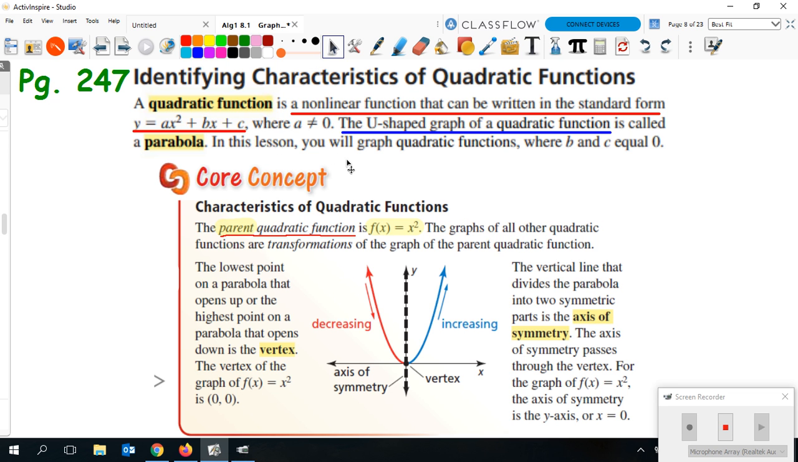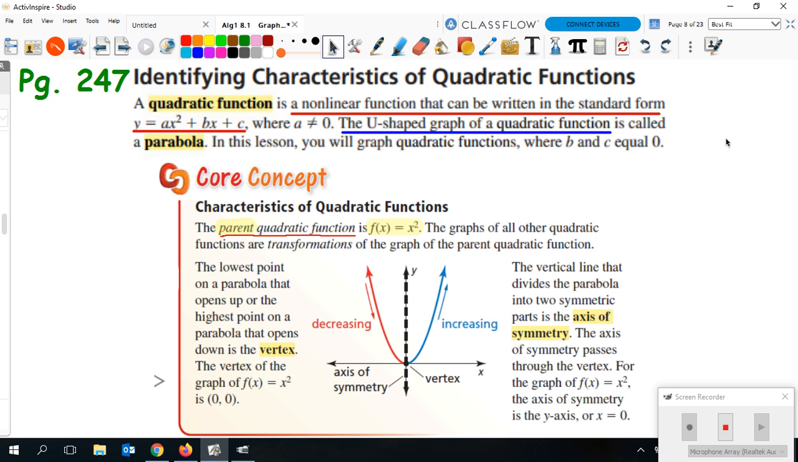The name of this graph, as you can see, the shape of it is a U-shape down here. It's not a line like the linear. It's a U-shaped graph, and it actually has a special name. It's called a parabola. So you can just write down next to that vocabulary word what a parabola is. It's the U-shaped graph of a quadratic function.